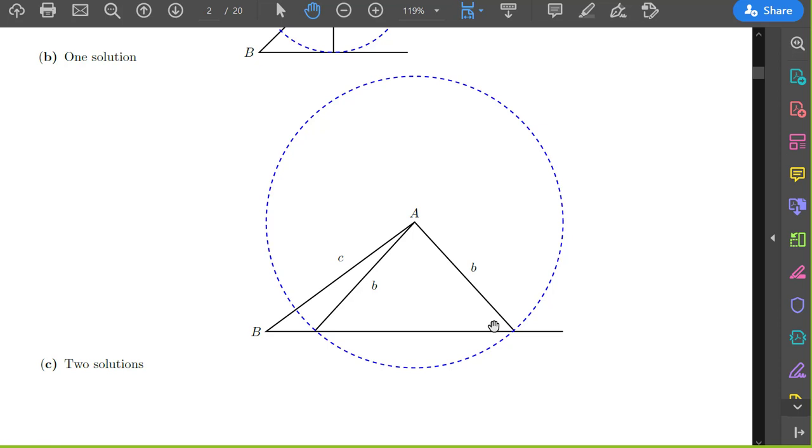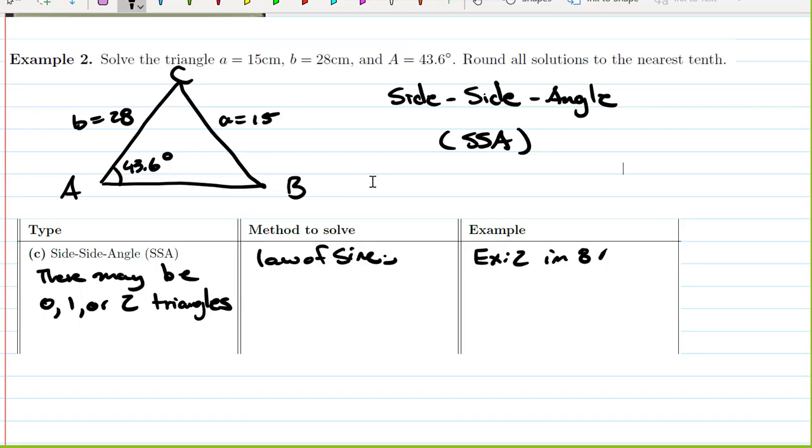So unfortunately, in advance, there is no way to know which case we are going to be in. That is, is there going to be 0 triangles? Is there going to be 1 triangle? Or is there going to be 2 triangles? The only way to know is to try to solve the problem. All right, so now back to our regularly scheduled triangle.